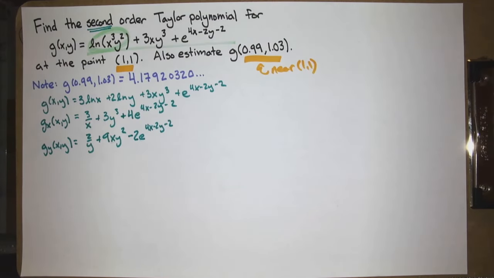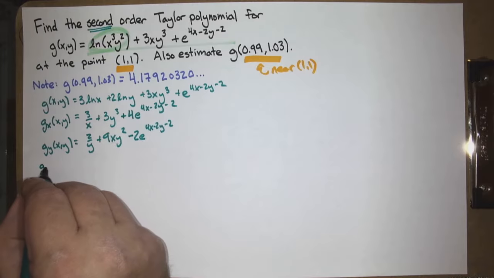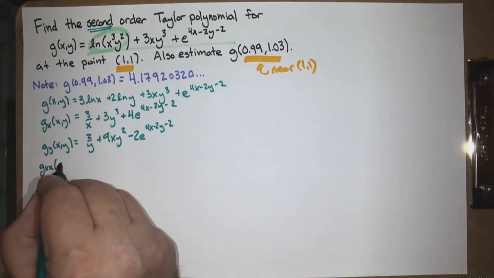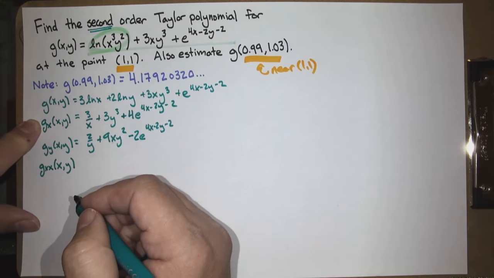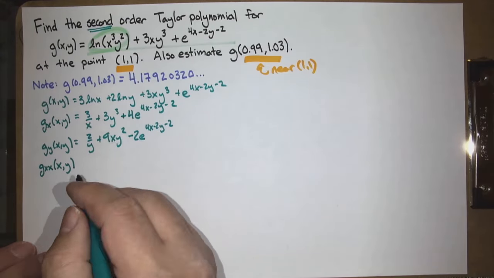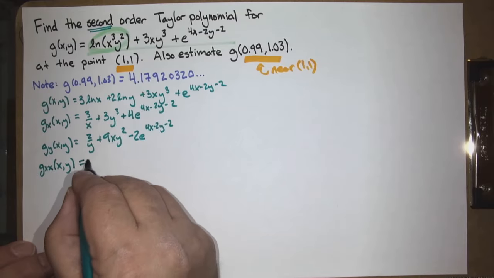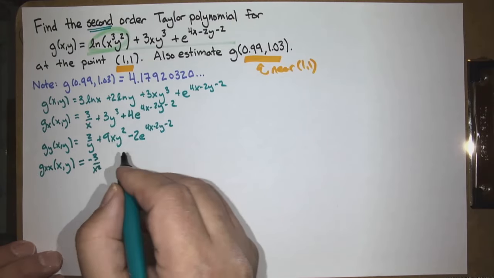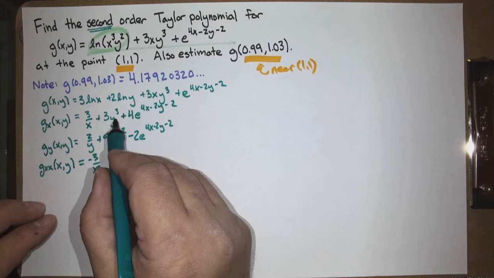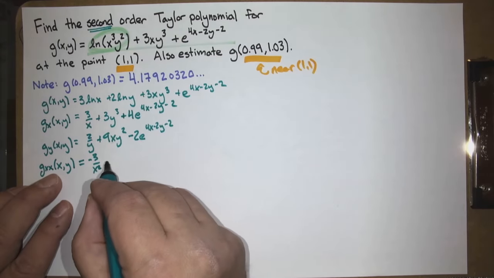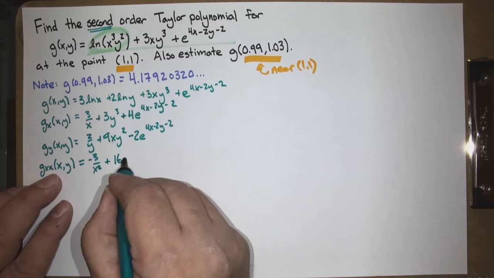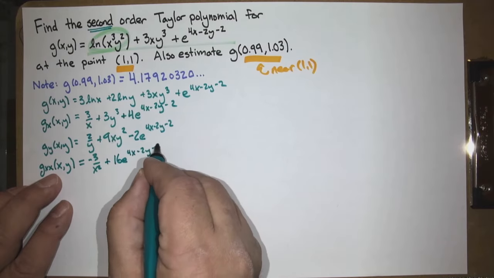All right. Are we done with derivatives? No. The fun continues. We're going to have fun. g sub xx. All right, start with g sub x. Taking the derivative of this with respect to x. Does anybody know the derivative of 1 over x off the top of their head? Minus 1 over x squared. Good. The derivative of y cubed with respect to x? 0. And now again, chain rule this. So another 4 comes down, making it 16e to the 4x minus 2y minus 2.